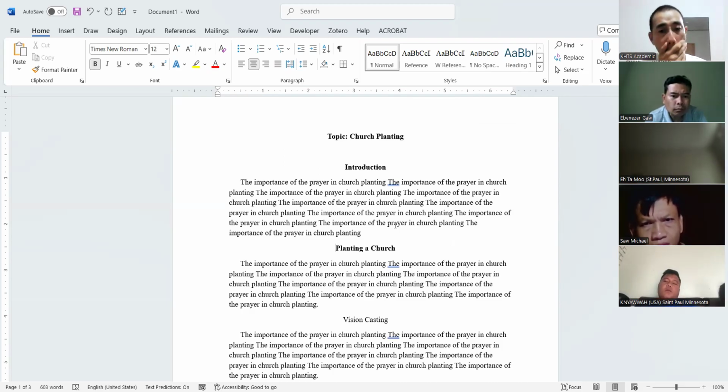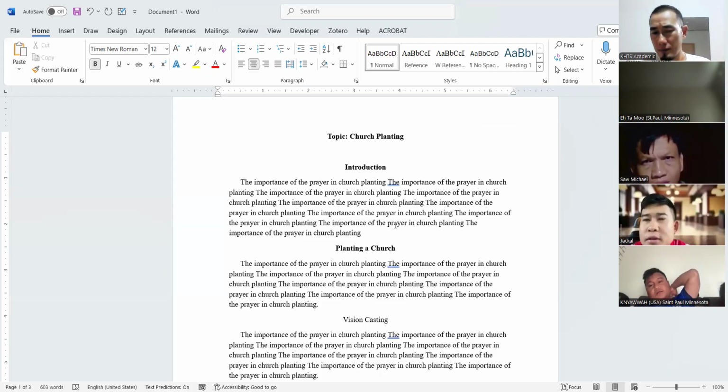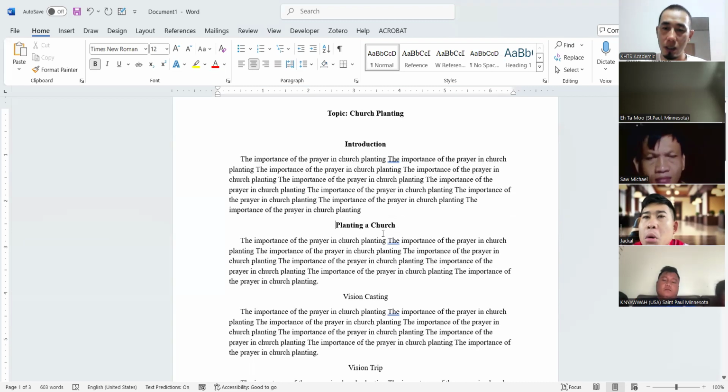Any question? So for the topic, we don't need to make a numbered heading, right? 1.1, 1.2, that point, we don't need to make it. Instead of that 1, 2, 3 numbering, we just use this, without using the numbering.